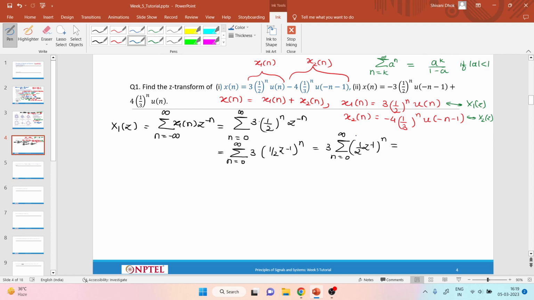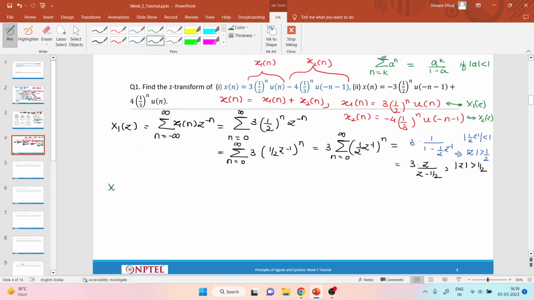So if I use this definition, then this is equal to 3 into 1 upon 1 minus 1 by 2 z inverse, only when magnitude of 1 by 2 z inverse is less than 1, that is, magnitude of z is greater than 1 by 2. So this I can simplify as 3 into z upon z minus 1 by 2 with mod z greater than 1 by 2. Let us now try to find the z transform of x2 of n.